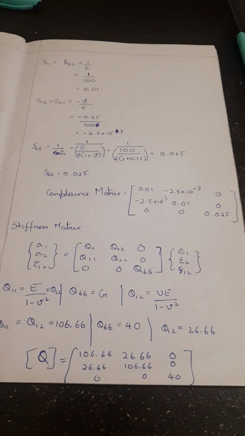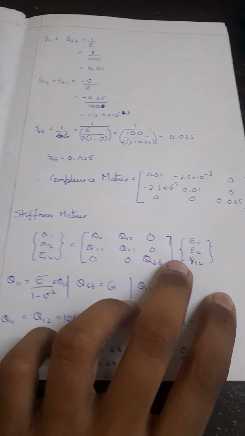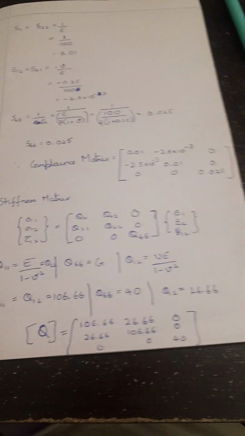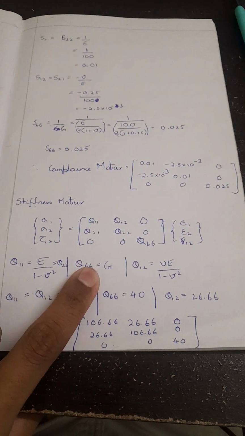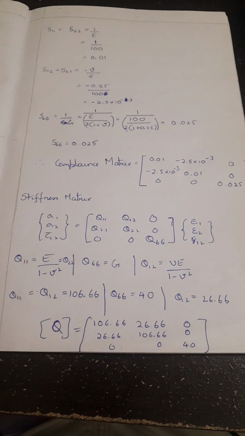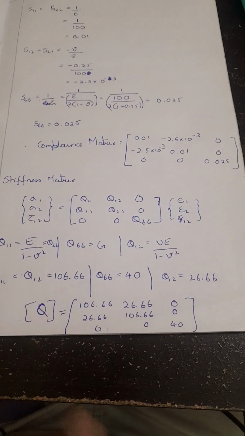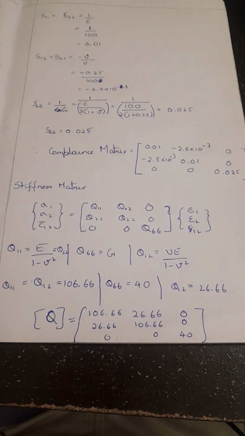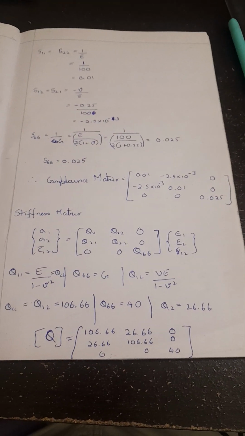As simple as that. Now the stiffness matrix is shown here, and we do the same as before. We get the values of Q11 and Q22 as this, Q66 as G, and Q12 as this. So when we plug in the values of E, V and G, we get a matrix, and when we plug them in at their respective positions, we get Q. So this is all about macromechanical analysis of laminates.